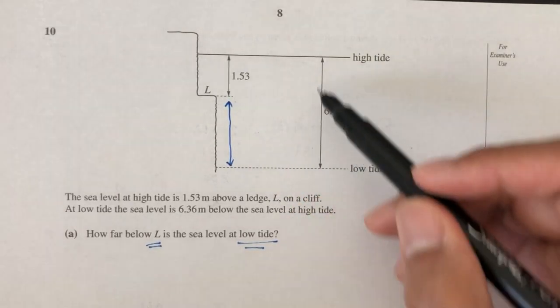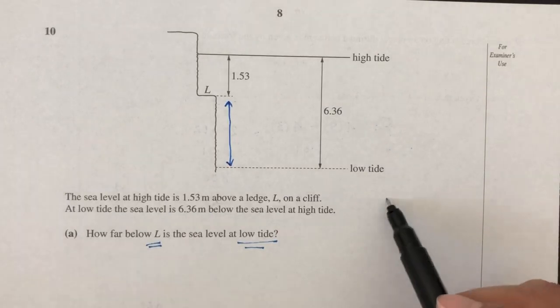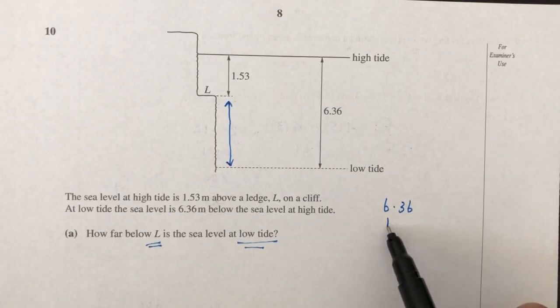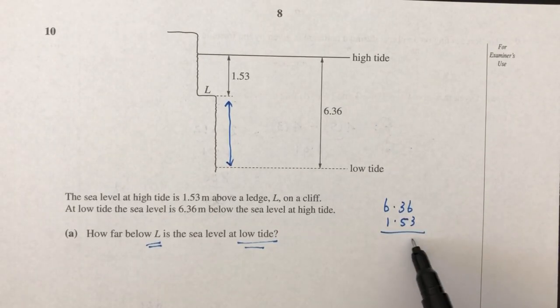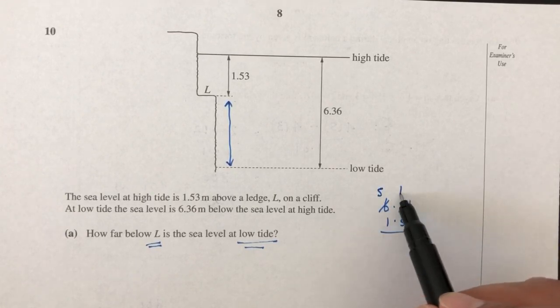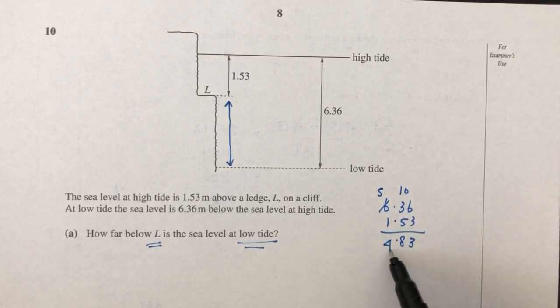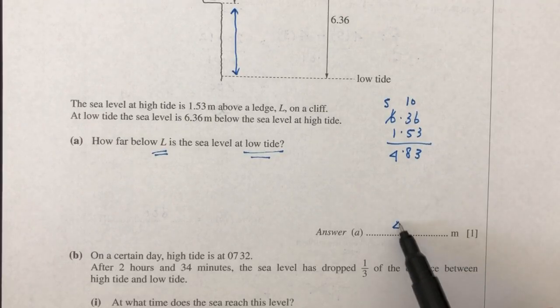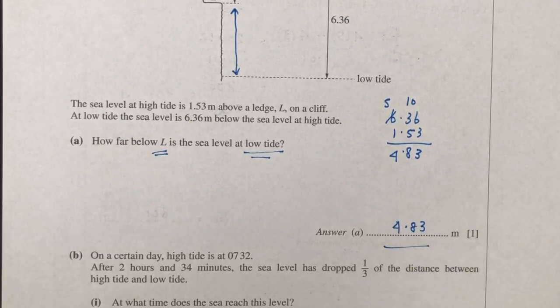So pretty easy, it's just this one minus this one. So 6.36 minus 1.53. The answer will be 4.83 meters.